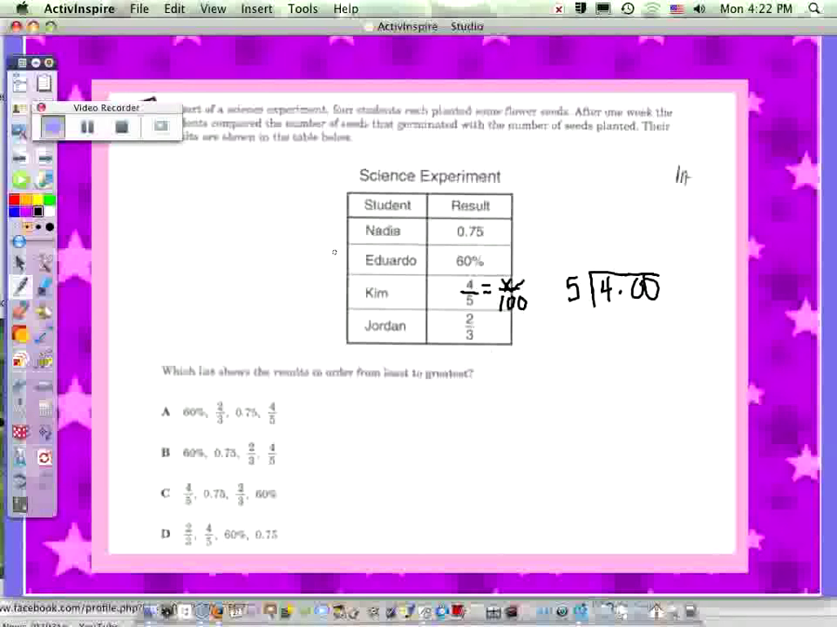All right, and you change that, you change that one. Some of y'all might know these in your head. That's fine, but I still need to see work. Read this too. It says least to greatest. Small to big.